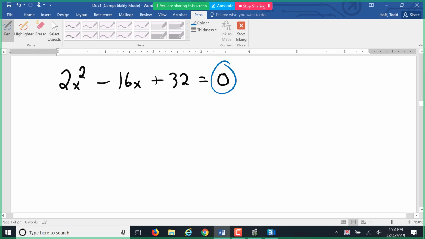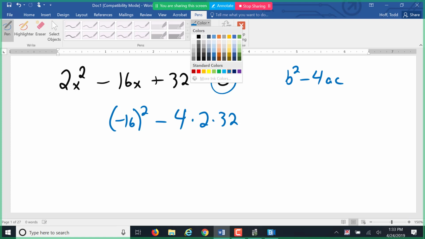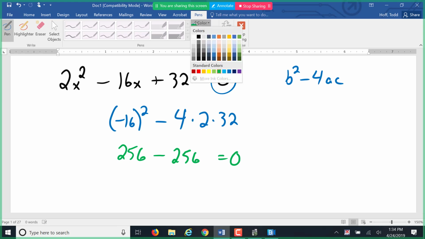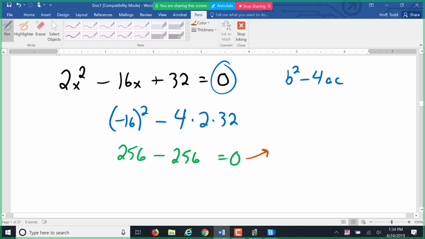To use the discriminant, it still has to equal 0, but our discriminant is b squared minus 4ac, so it's going to be negative 16 squared minus 4 times 2 times 32. Negative 16 squared is 256. 4 times 2 times 32 is 256. That discriminant equals 0. Which means both answers are going to be the same. And they will be integers. There won't be a radical in it.